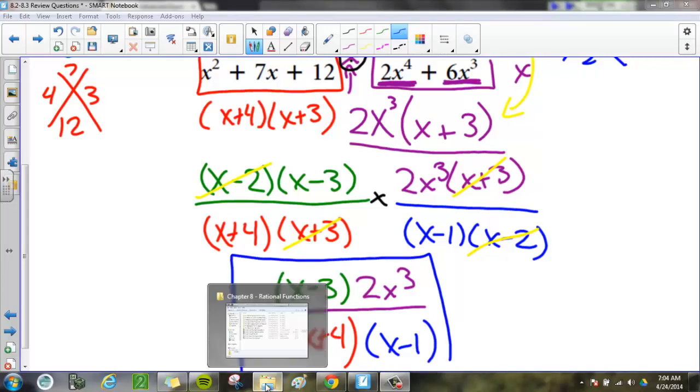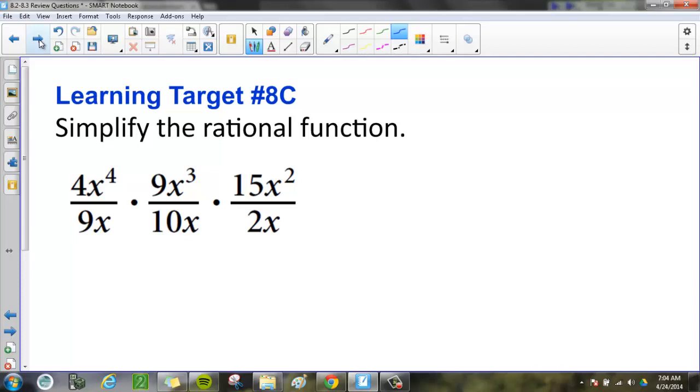Okay. Moving on to the next one here. Okay, simplify the rational function. When you're simplifying something like this, I like to focus on it in parts. I like to focus on the x's first, all the x's. Just focus only on these x's. Okay?